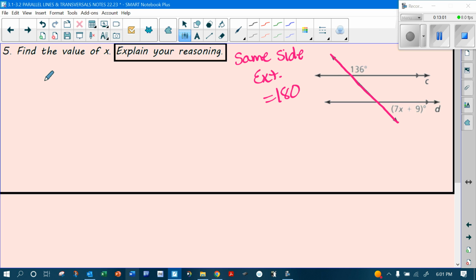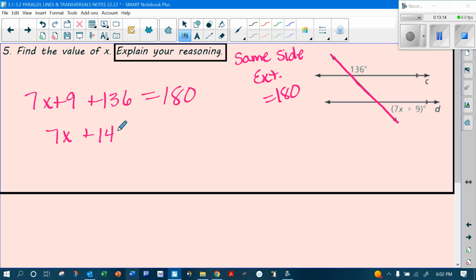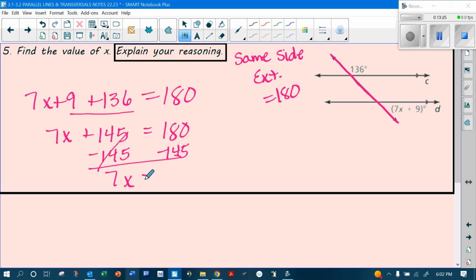So I'm just going to take these two and add them together. 7x plus 9 plus 136 equals 180. So I'm going to add these two together. So 145 equals 180. So these two are like terms. I'm going to subtract the 145. So 7x equals 35. Then I'm going to divide both sides by 7. X is 5.